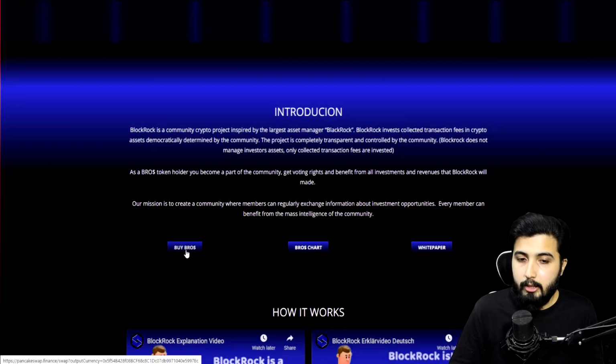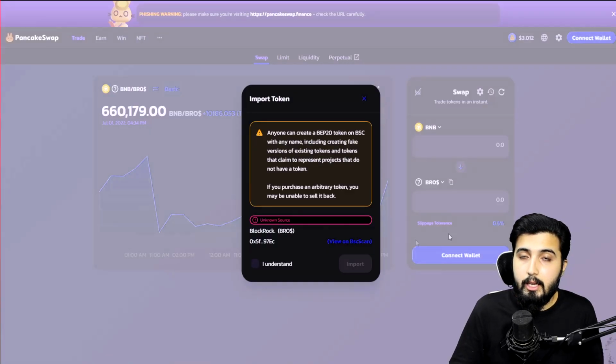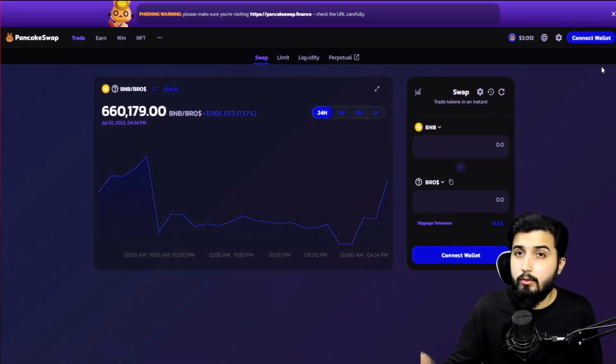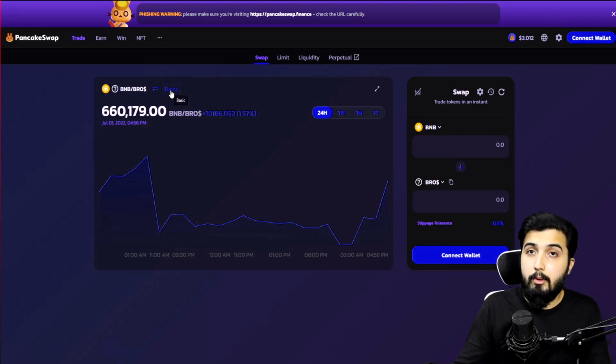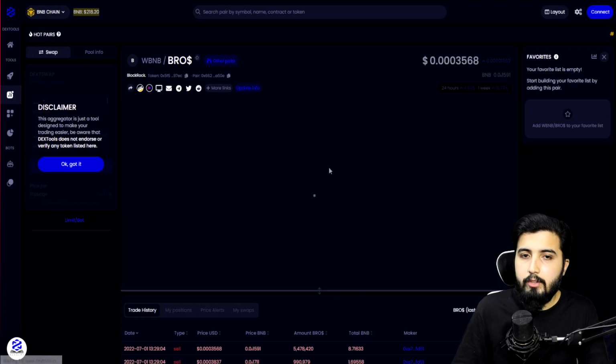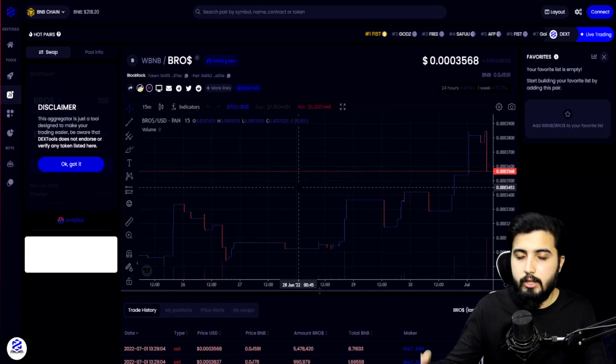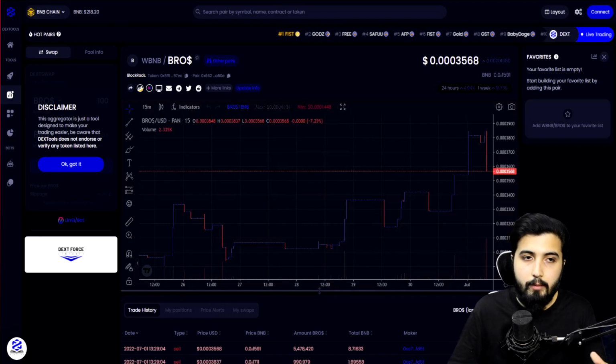You get the option to buy the BRO token, which is their official token that you can get from PancakeSwap right here. So click on understand, then import. You're going to connect your wallet, MetaMask, Trust Wallet, or any other wallet. You're going to put in the amount in BNB, and you're going to convert that to BRO. Now this is really essential because we're going to talk about the benefits that you're going to get through this. You also have the chart. This is on DEXTools, so you can see the live price and how it's performing and so forth.